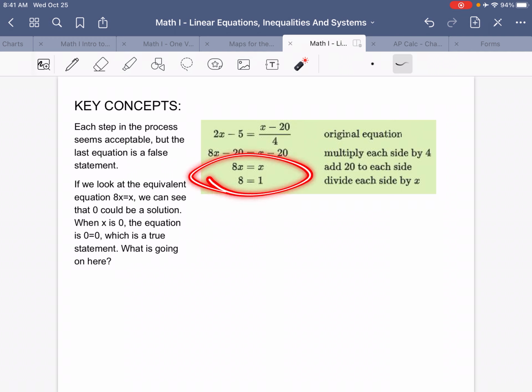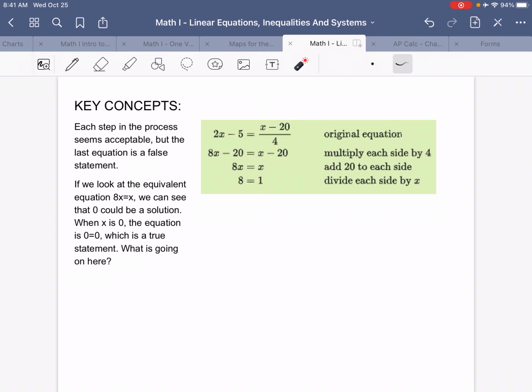So, while we can add or subtract or multiply or divide both sides of an equation by the same thing, we cannot divide both sides of an equation by a variable. The reason for that is because we might be dividing by 0. We don't know what x is, and it could possibly be 0.